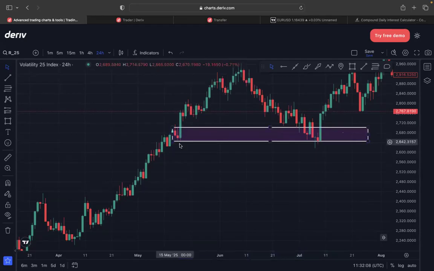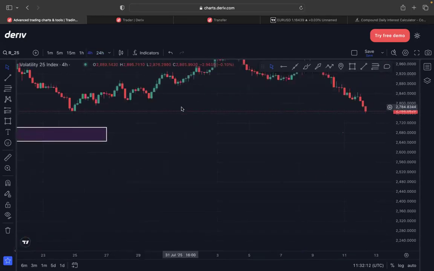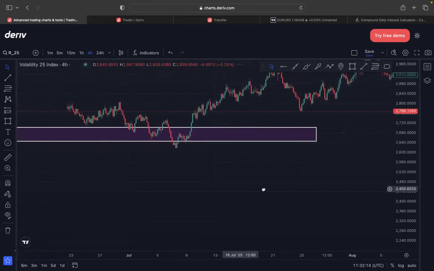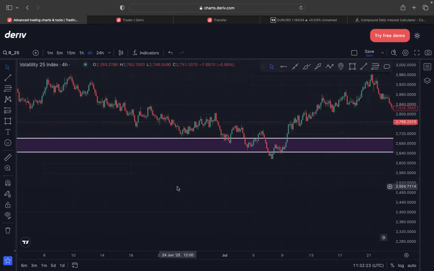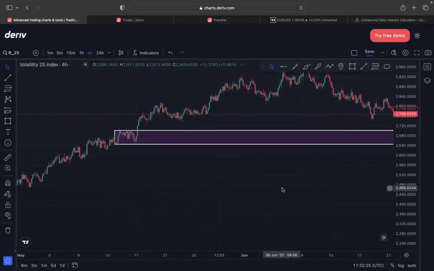So what happened here? Now let me show you. Let's go to the 4-hour time frame. Again, this is just me telling you what happened there. We have not started. Look at it, it would have hit your stop loss here like this, and then the market would have continued going up.